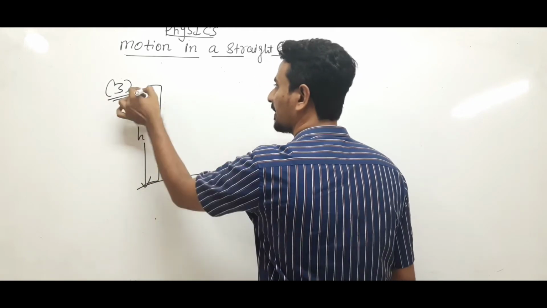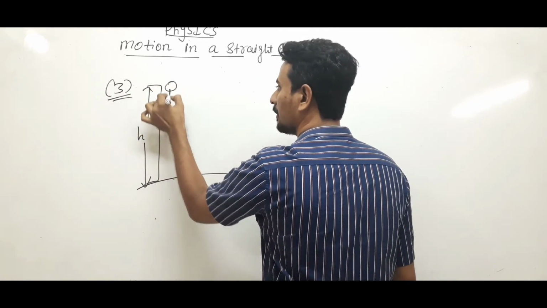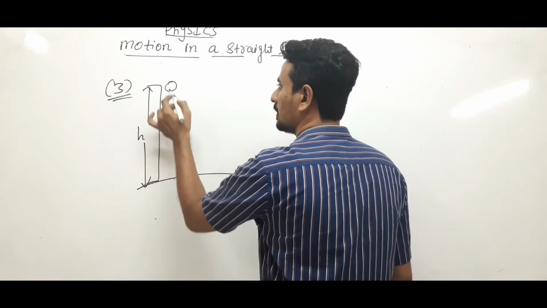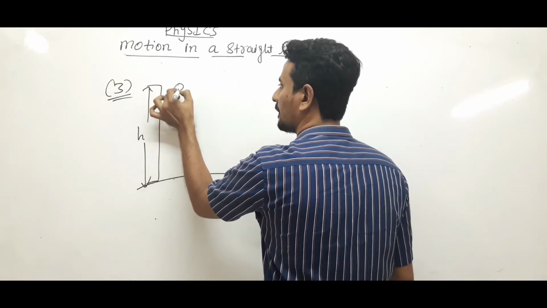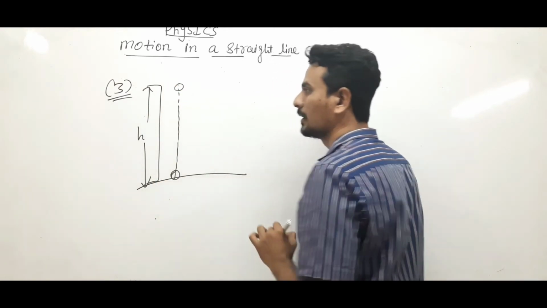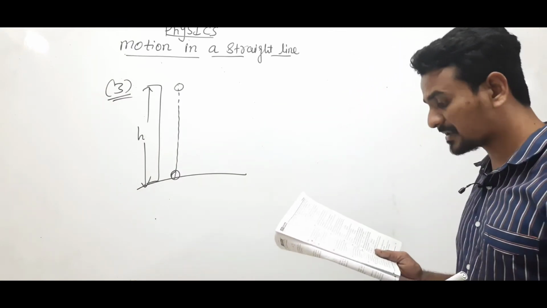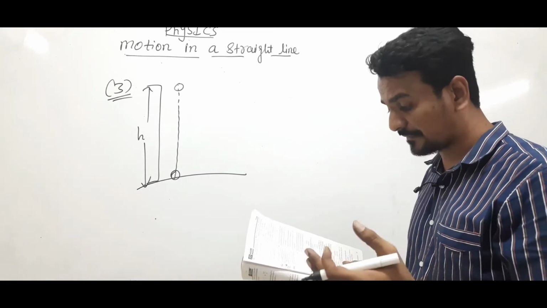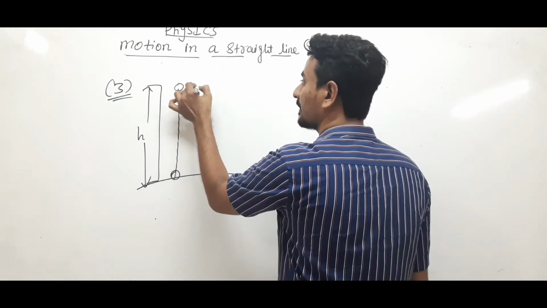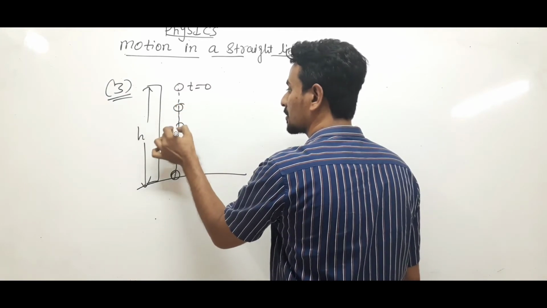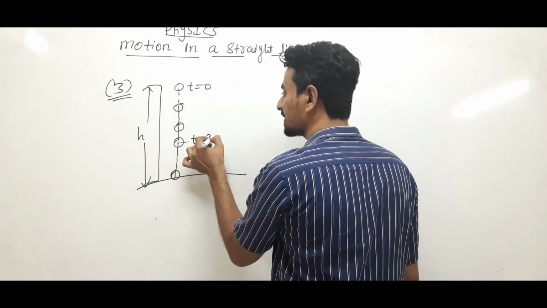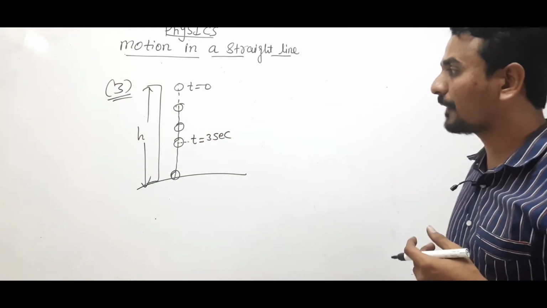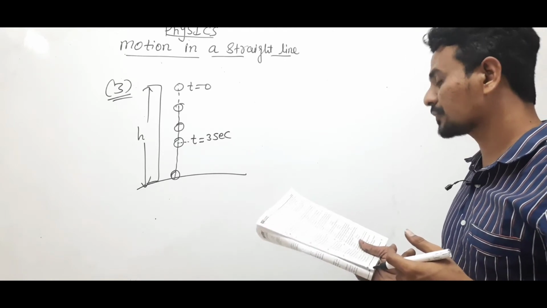Let us say this height is h. It is performing free fall and takes 5 seconds to reach the ground. But the question says after 3 seconds of its fall, it is stopped. That means, let us say 0, 1, 2, 3. At t equals 3 seconds, you have stopped the ball and then again released it. So you have to find the time taken by the stone to reach the ground.